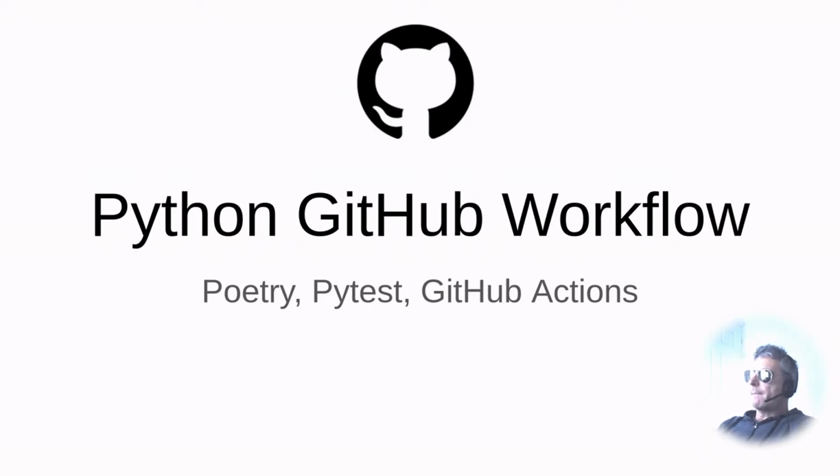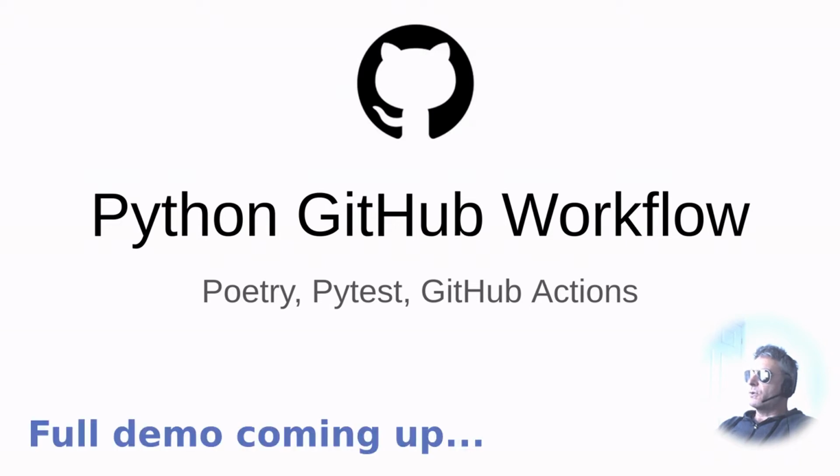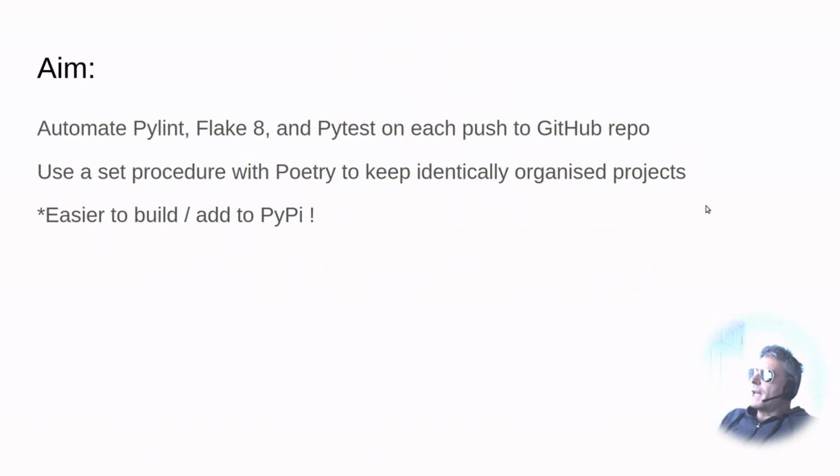Poetry, you need to install. Pytest, you can just do pip install, and GitHub Actions, you need a GitHub account, which you can sign up for a free one. The aim is to automate PyLint, Flake8 and Pytest on each push to a GitHub repo. The reason I'm doing this is because I want to do this on every project going forward, and I want to automate it because I don't want to be doing it manually.